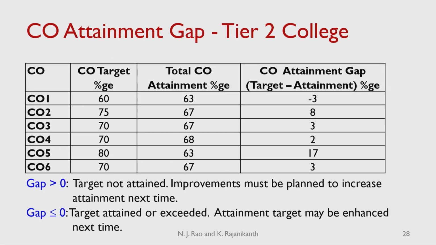Then we have to do again an attainment gap determination. The last column shows the gap. Only in the case of CO1, the attainment exceeded the target, and there are gaps with respect to all the other COs. With respect to CO5, we can see that there is a substantial gap. Target is 80%, but attainment is only 63%. So the gap is very substantial, 17%. This is an indication that we have to pay greater attention to CO5 next time the course is offered.